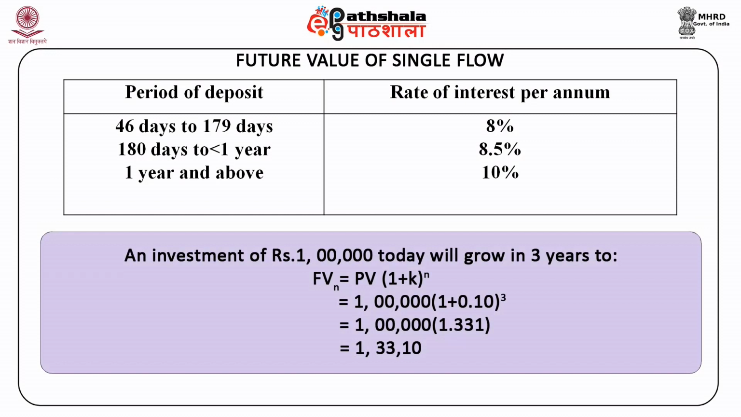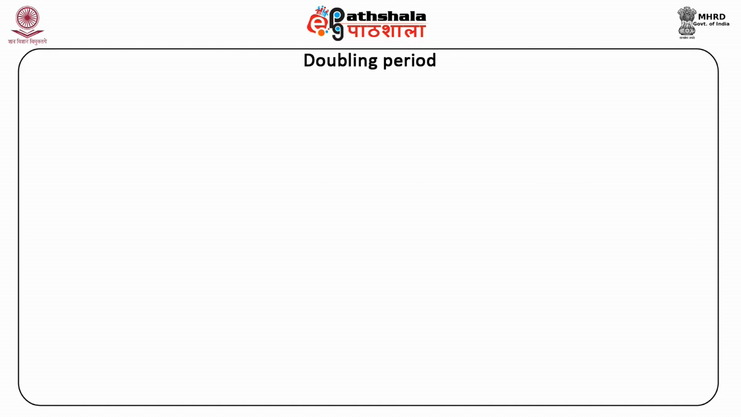An investment of rupees 1 lakh today will grow in 3 years to FV equal to PV into (1 plus K) raised to power n. Here in this case, PV is 1 lakh, rate of interest is 10%. So 1 lakh multiplied by (1 plus 0.1) raised to power 3, which comes to 1 lakh multiplied by 1.331, which is equal to 1,33,100.